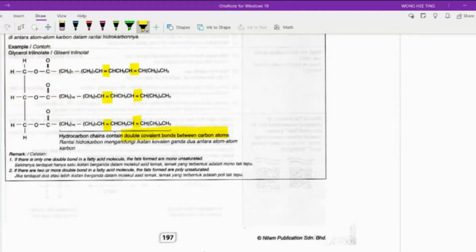So if there is only one double bond in the fatty acid molecule, the fat forms a monounsaturated fat. Mono means single, only one. Then if there are more than that, it forms a polyunsaturated fat. Poly means more, a lot.